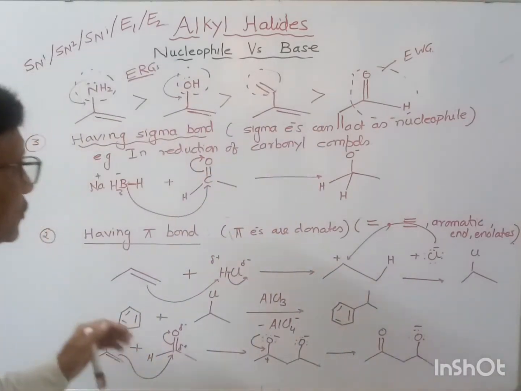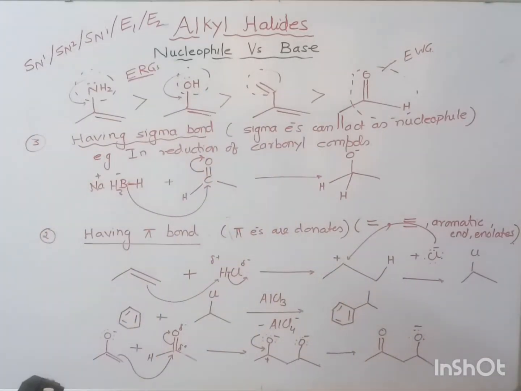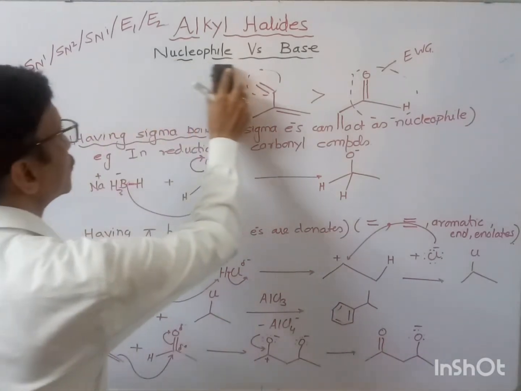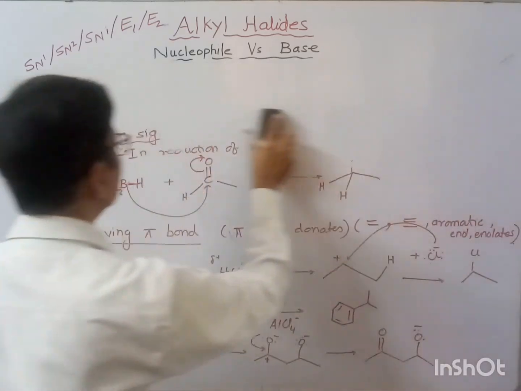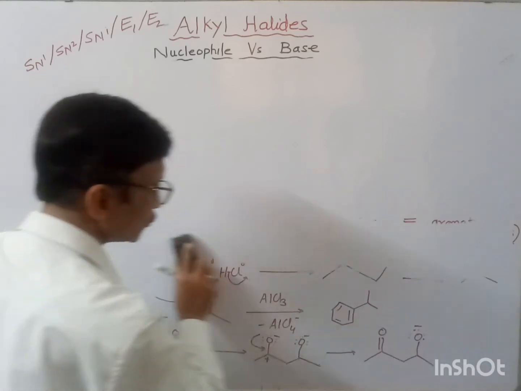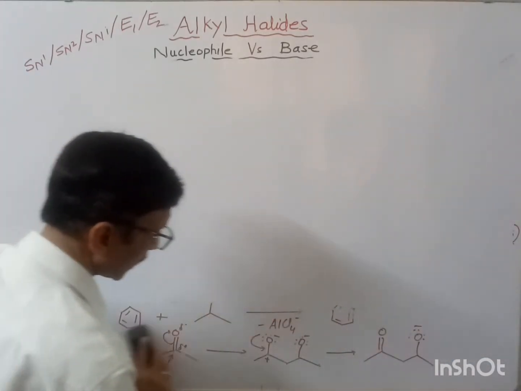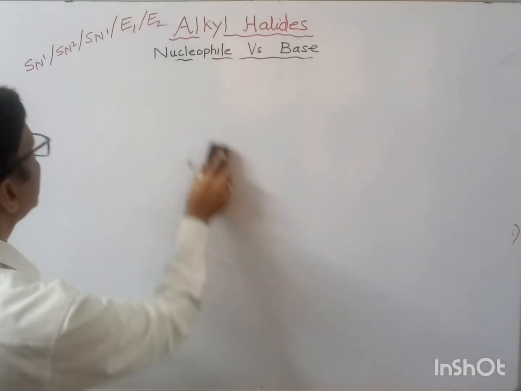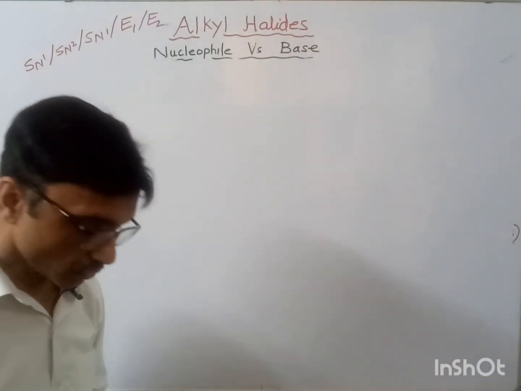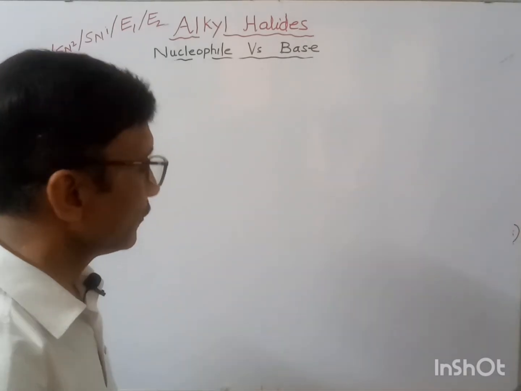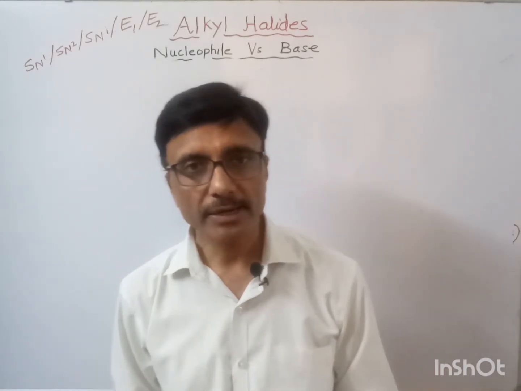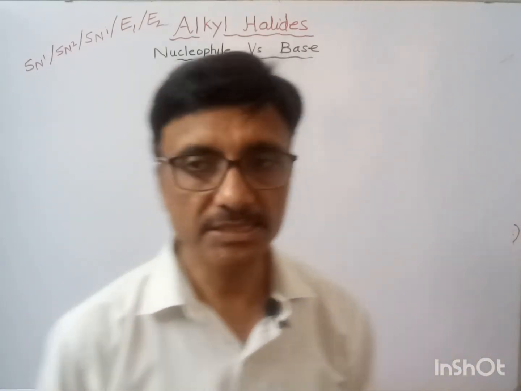So this is a little bit about nucleophiles. What I have told you is that a nucleophile donates its electron pair to the electrophilic center or carbon center, and they are usually Lewis bases. So nucleophiles are Lewis bases, which may have a lone pair of electrons, pi electrons, or sigma electrons.